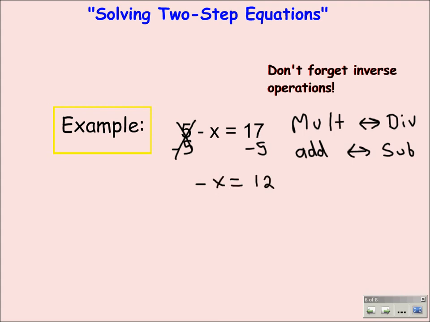Now our goal is to solve for x, but we have a negative x. It is understood in math that there is a coefficient of 1 in front of every variable. So if we wanted to get rid of our negative in front of the x, we could divide by negative 1, because the 1 and the x are next to each other, which is showing multiplication. Do the same thing to the other side, and our x ends up equaling negative 12, because a positive divided by a negative is always a negative.